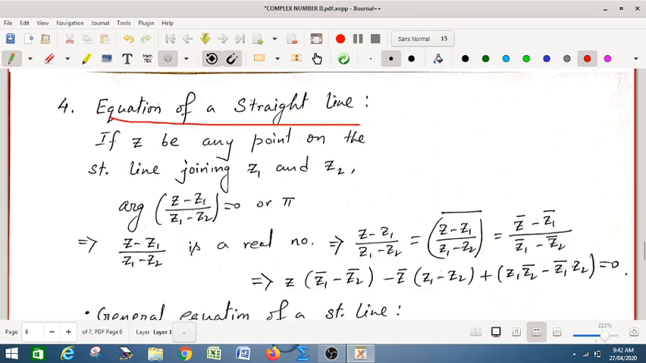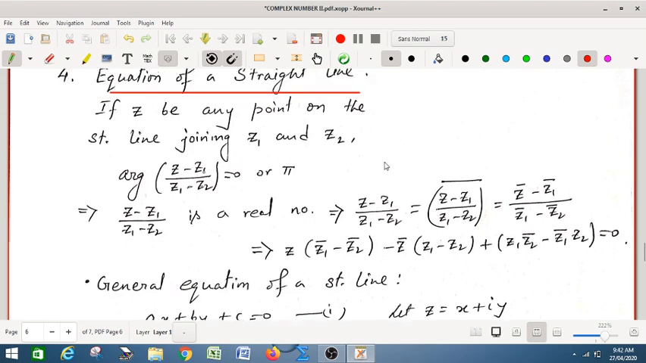Now we will define the equation of a straight line. So, equation of a straight line: suppose Z is any point on the line joining Z1 and Z2.